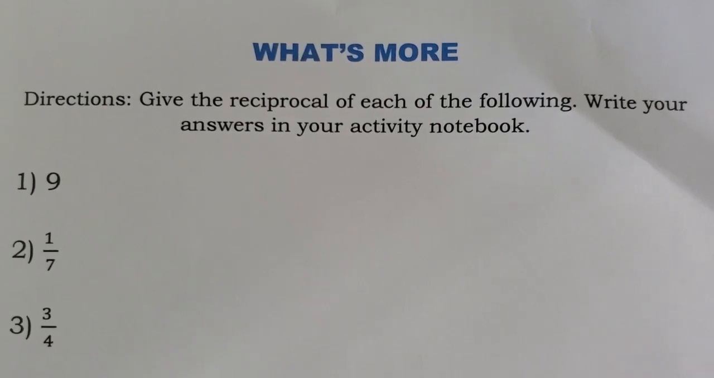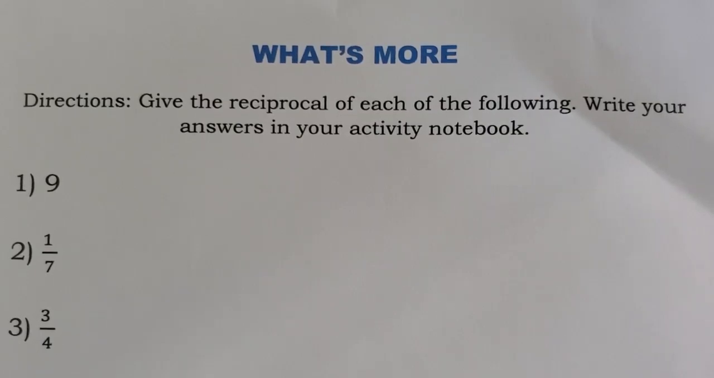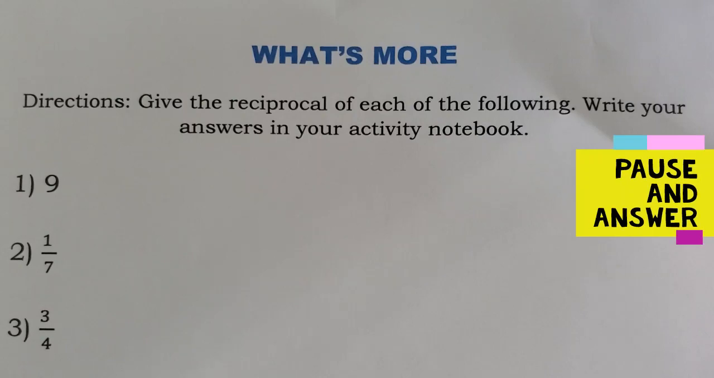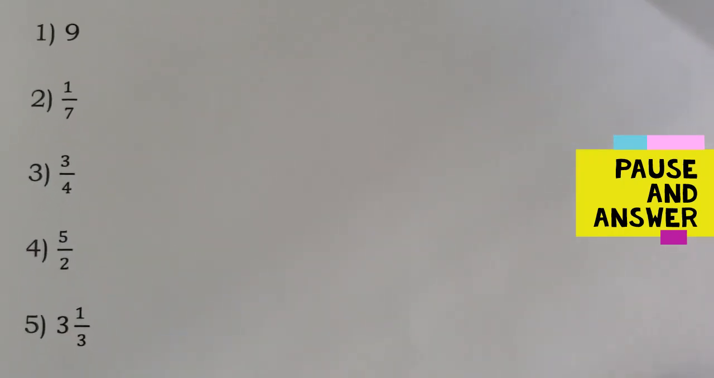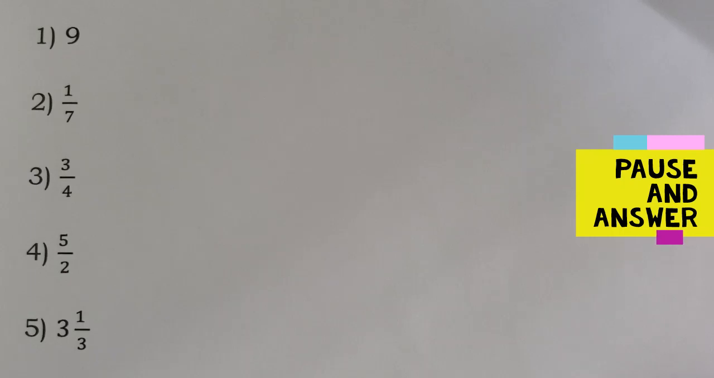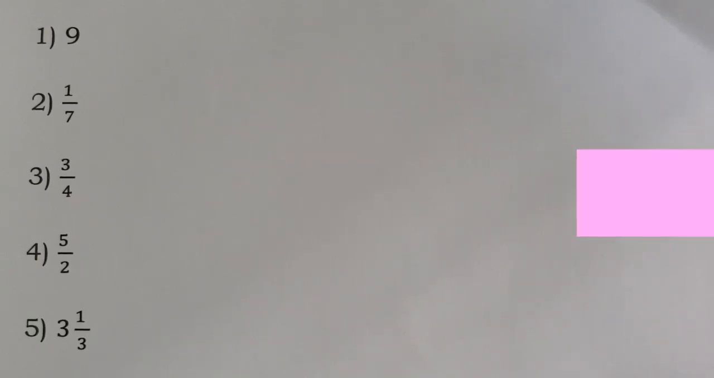Let's try to give the reciprocal of each of the following. Write your answer in your activity notebook. Again, in your activity notebook. What's the reciprocal of 9 for number 1? For number 2, that's 1/7. Number 3, that's 3/4. Number 4, that's 5/2. And number 5, that's 3 and 1/3. Again, give the reciprocal of all these numbers. Pause this video and answer.